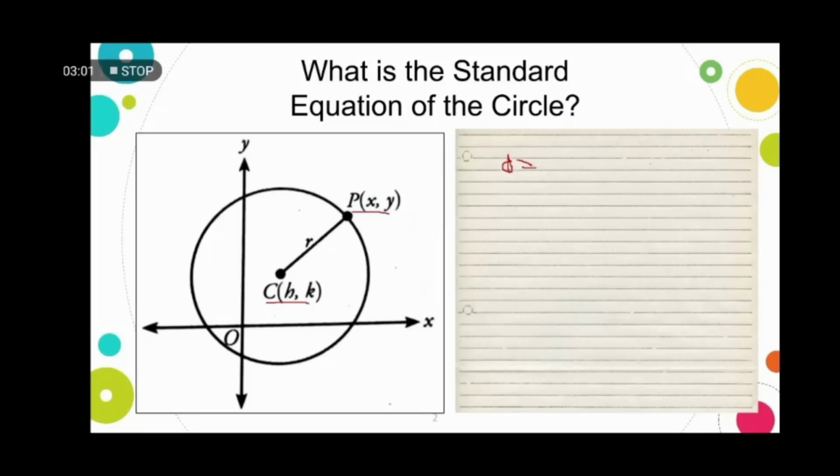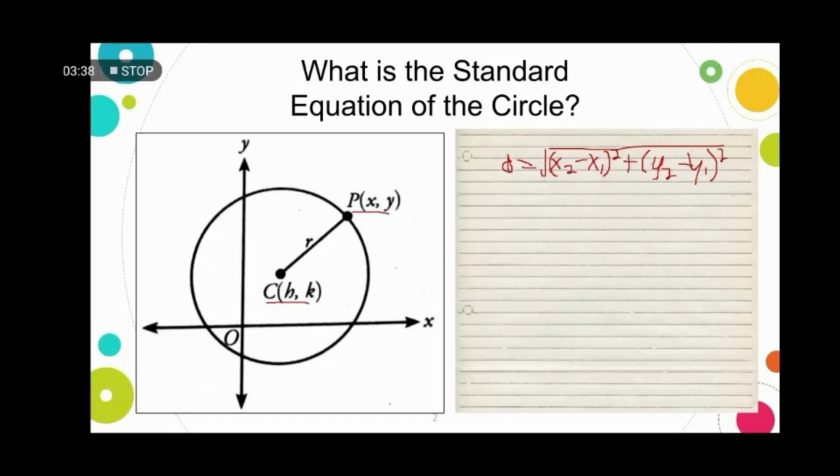d is equal to the square root of (x sub 2 minus x sub 1) squared plus (y sub 2 minus y sub 1) squared. You just have to be consistent with the position of sub 2 and sub 1; you can interchange them. Our d here will be r. And the next step, we will assign.